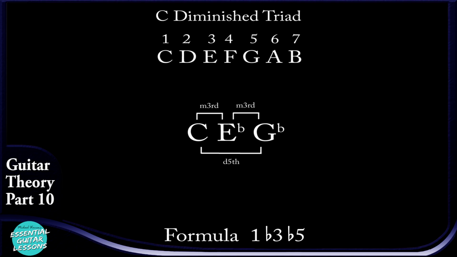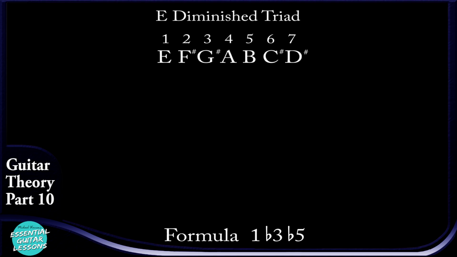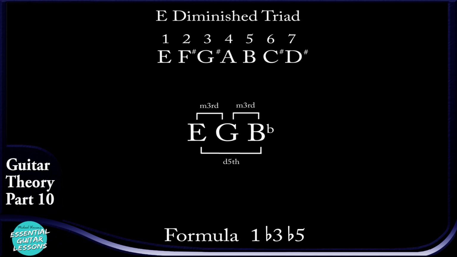Now let's try the E diminished triad. So bring up our E major scale, we have E, flatten the G sharp, so we have G, and then flatten the fifth, the B, we have B flat. So our E diminished triad is E, G, B flat. Intervals are the same. E to G is a minor third, G to B flat is a minor third, and E to B flat is a diminished fifth there.